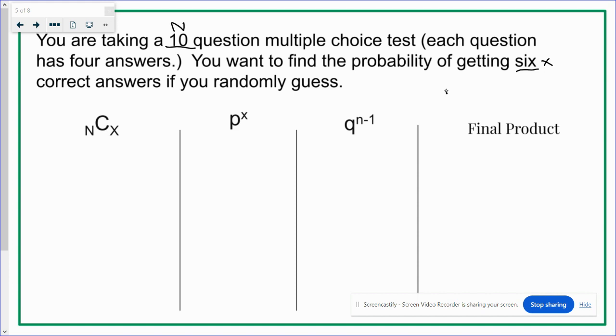Now we need to identify P and Q, our success and failure rate. Probability of success in this case would be 25% because it's 1 out of 4. There are 4 choices. That means probability of failure, 75%. All right. Let's do our combination. We have combination of 10, choose 6.